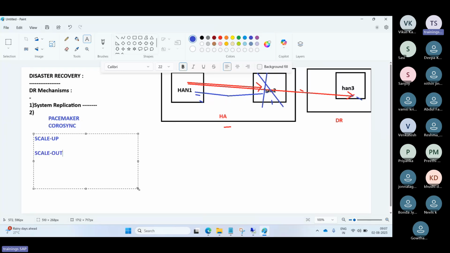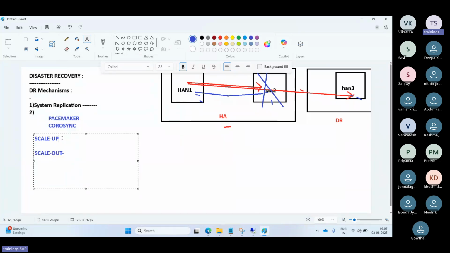Scale up, scale out. Scale out means it's multi-host: multiple active servers plus one standby node. For very large data sets, our BW systems will use the scale out architecture, right?